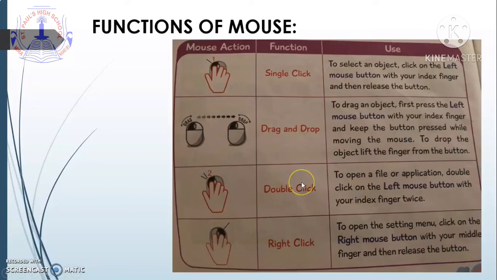Next is double click. Suppose you want to open a particular application, you can double click, two times click, 1, 2. And next is a right click. To open the settings menu, click on the right button with the middle finger and then release the button. If you want more options on the particular file or folder, or if you want to go to settings, you can click on the right button.